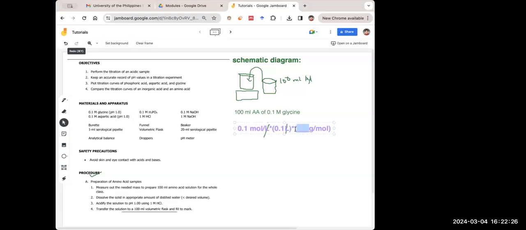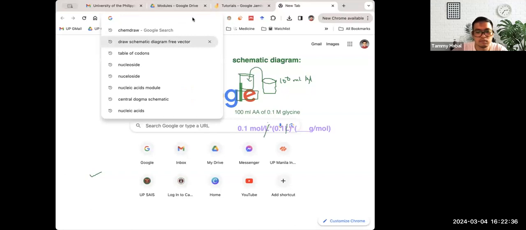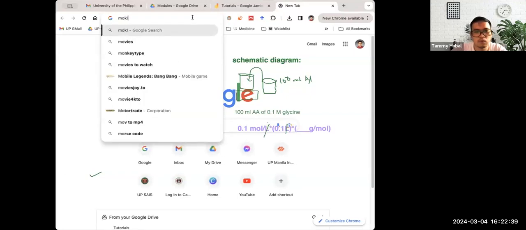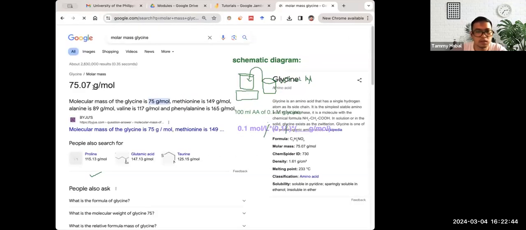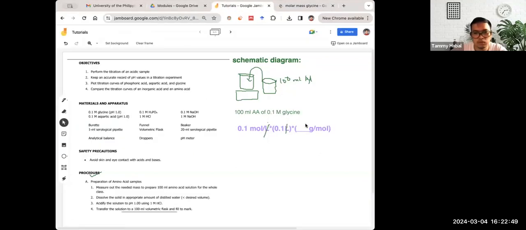Is there like a definite answer? Yes. So let's see. What's the molar weight? When you say molar weight, molar mass of glycine. I forget this, but it's 75.07. Okay. So when you go here, this should be 75.07.